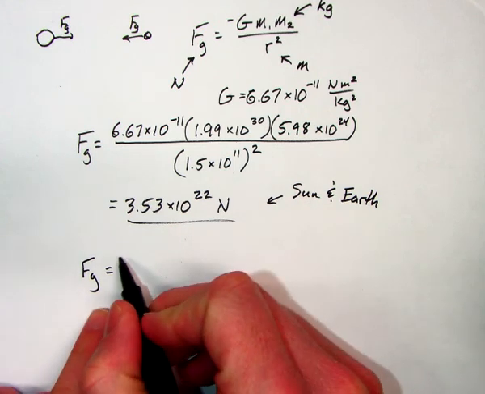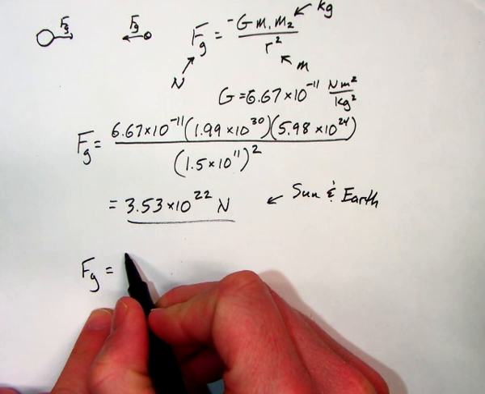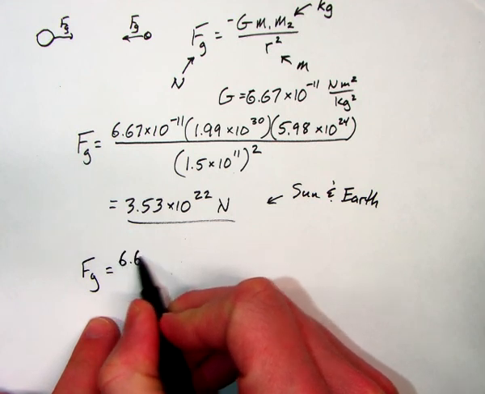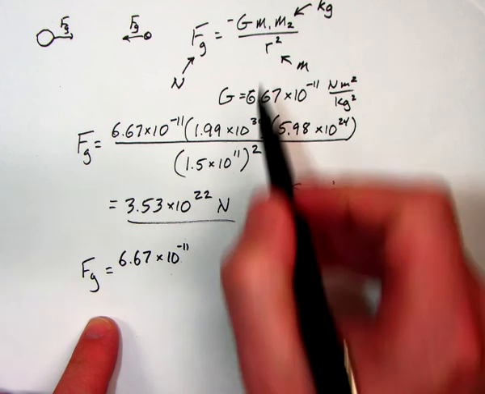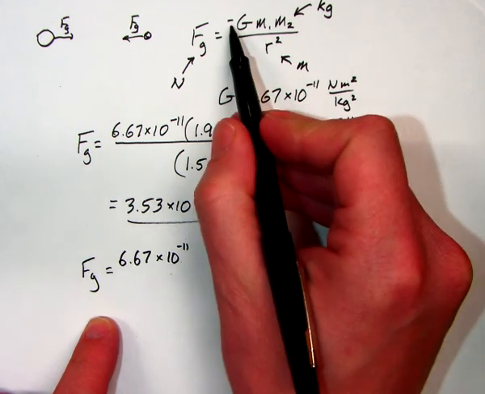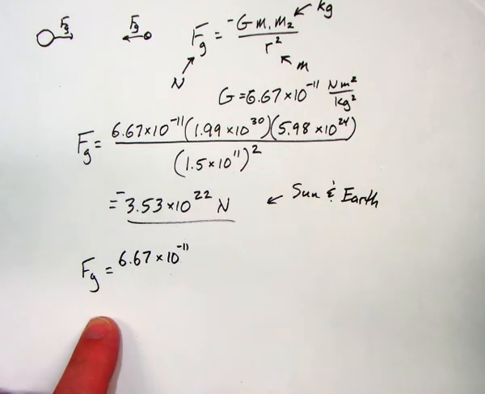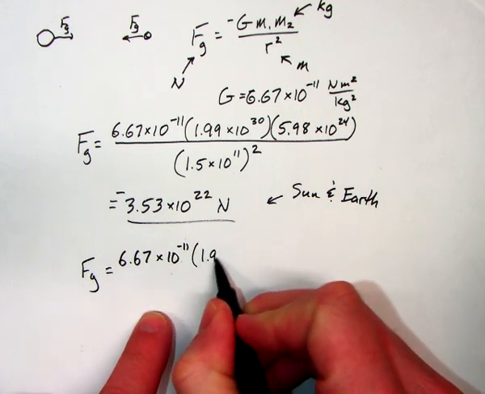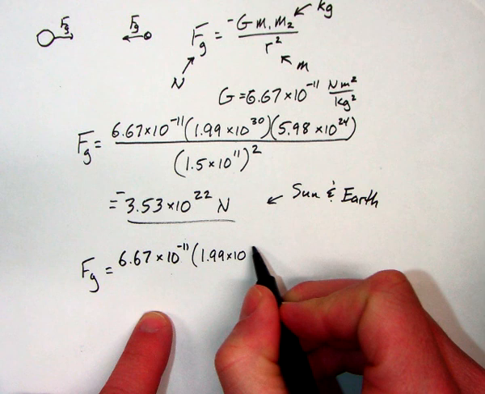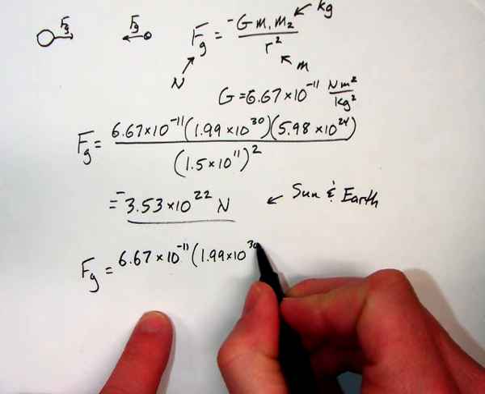Okay, so for Mars and the Sun, we still have the same universal constant, big G. By the way, I guess I had a negative here. I technically should have a negative sign here because it's an attractive force. Not a big deal. The Sun's mass is still the same, 1.99 times 10 to the 30th kilograms.